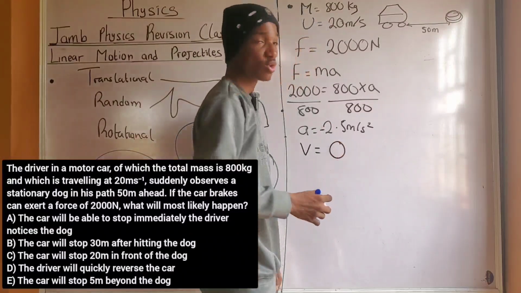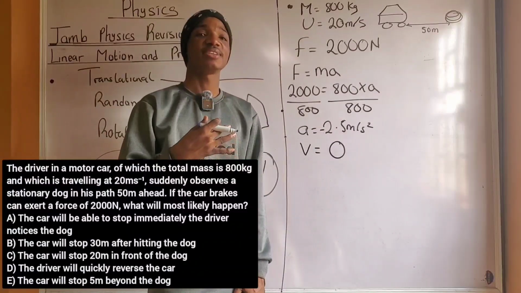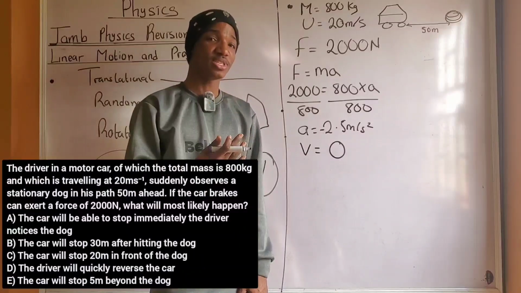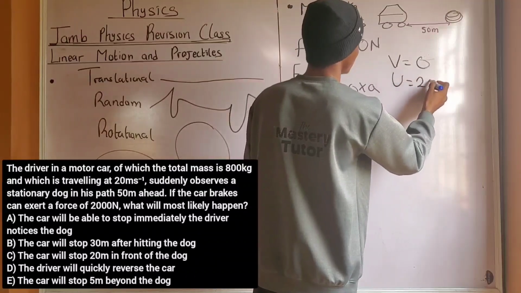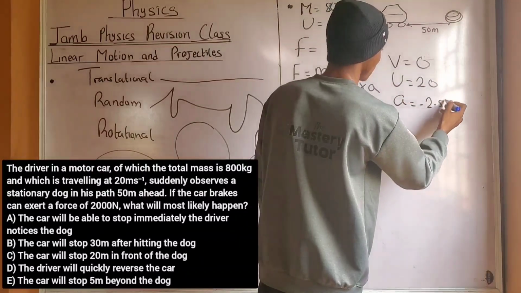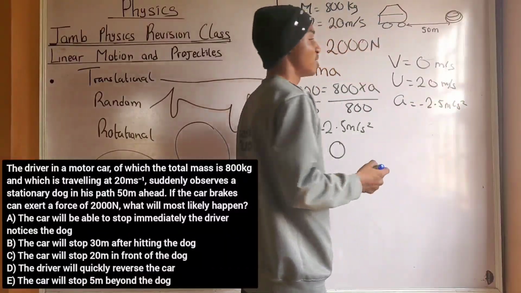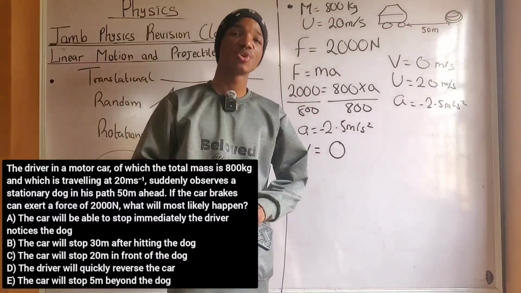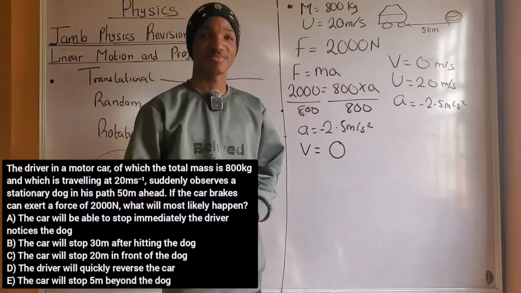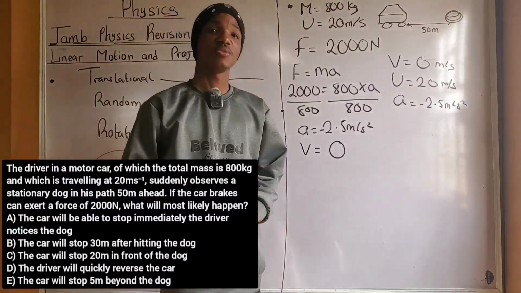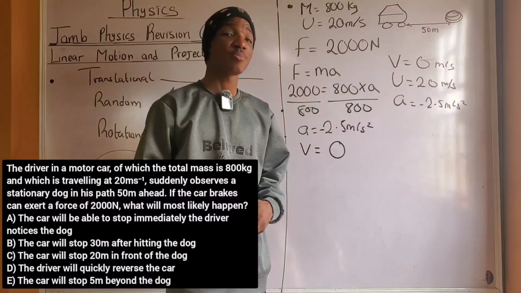The final velocity will be 0 because when the brake was applied, the velocity began to decrease. And at the end of the day, the car will stop moving. So V will be 0 here. So having known that our V is 0, U equals 20, A equals negative 2.5 meters per second squared. I gave you 3 equations of motion the other time for linear motion. V equals U plus AT. The second, S equals UT plus 1 over 2 AT squared. Do you remember? And the third, V squared equals U squared plus 2AS.